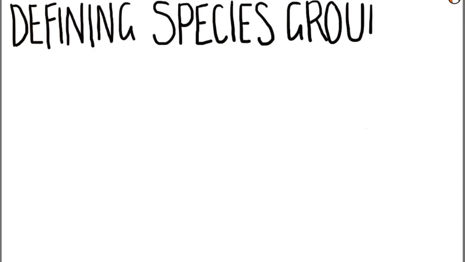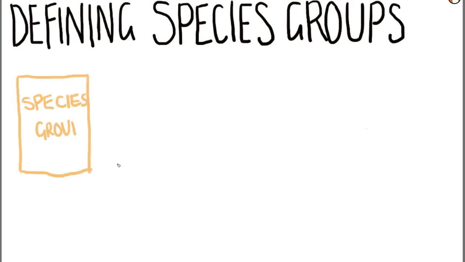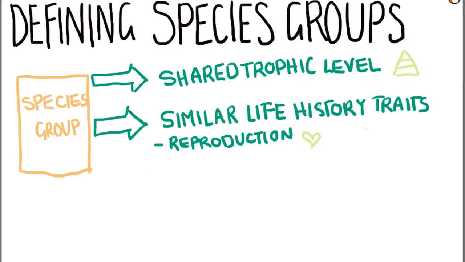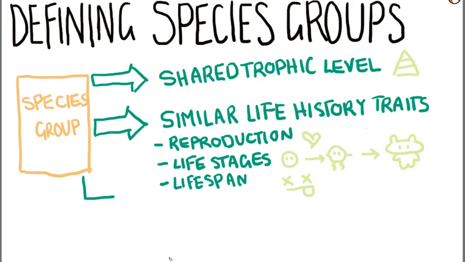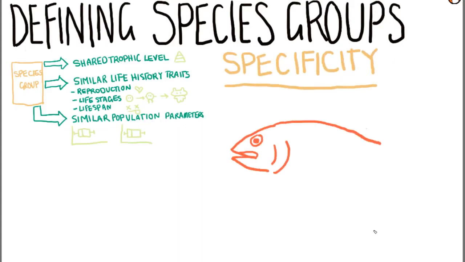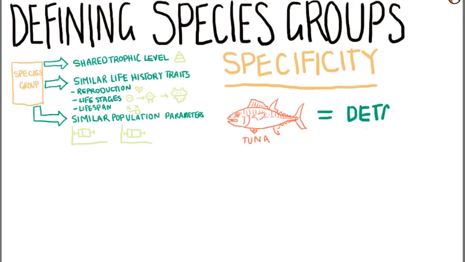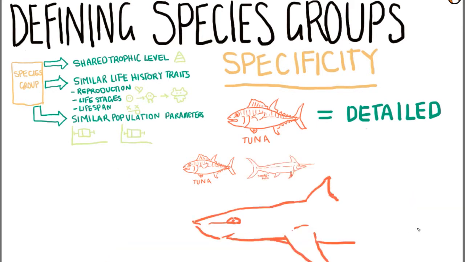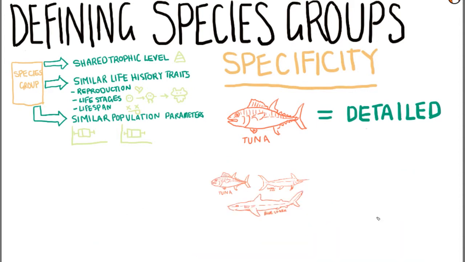Before attempting to model the biomass in an ecosystem using Ecopath, you need to define the biomass pools, or species groups, that you will be applying the model to. The organisms within these groupings should share a trophic level and hold similar life history traits, such as reproductive behaviour, life stages and lifespan, and similar population parameters, meaning a similar mean and standard deviation population size. As long as they share these factors, the level of specificity is up to the user, with more restrictive groupings giving more detailed model output, whilst more aggregated groupings will give broader outputs.